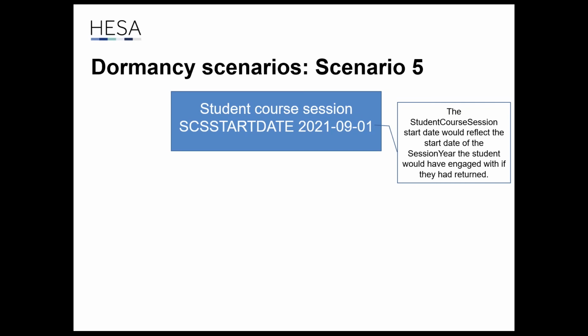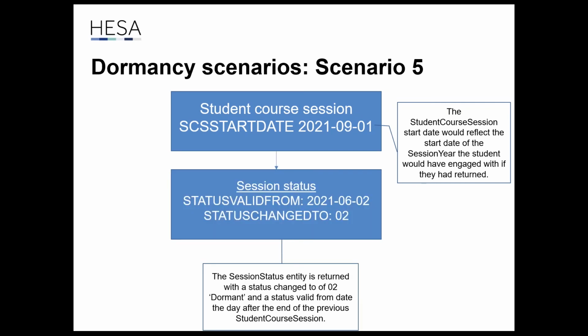And then again, as with all of these, we'd expect to see a session status entity returned. The status change to would be 02 for dormant, and the status valid from date would be the point from which that dormant status applies. So in this case, that is the day after the end of the previous student course session. That's the point that the student was last active, the end of the previous student course session. So the status valid from date is the day after that, the point from which they were dormant.